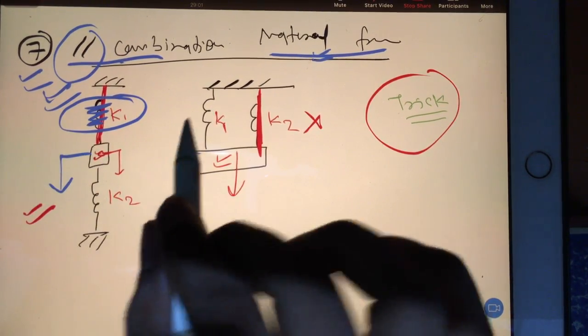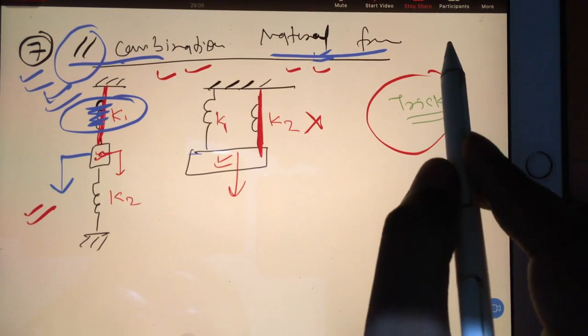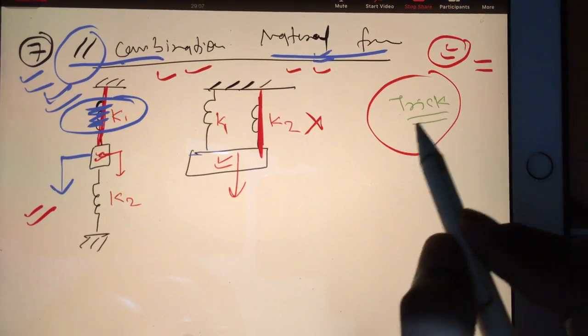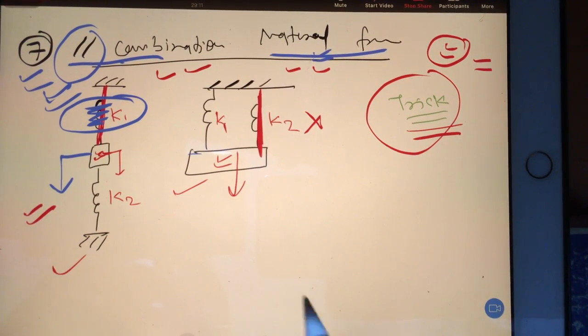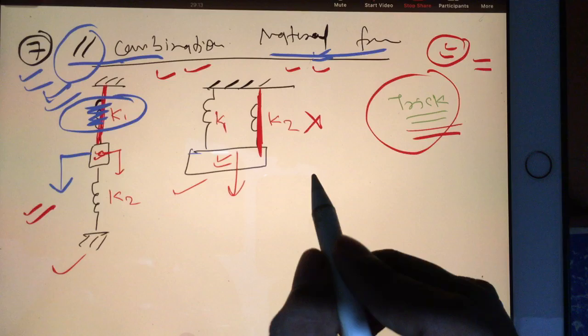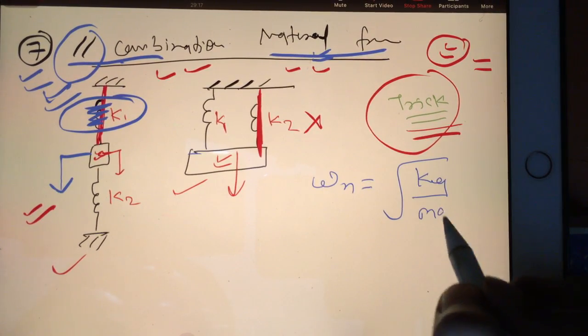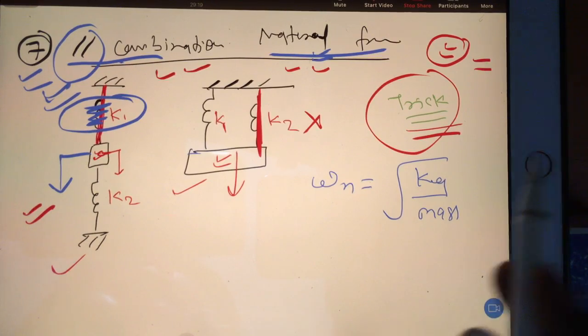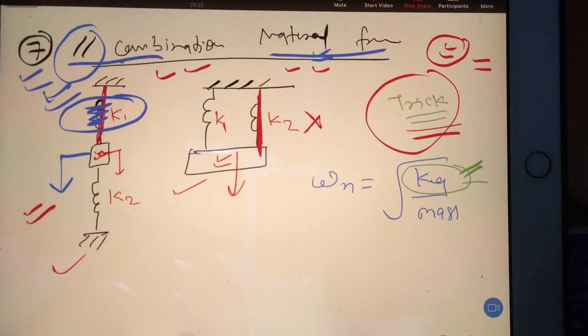So my main idea is, if you have parallel combination, first of all, how will you check? So I gave you a trick. If you are comfortable with this trick, then you go for K equivalent, because your natural frequency is going to be K equivalent by mass only. Okay. So whatever kind of combination is there does not matter. Finally, you have to land up by calculating K equivalent only.